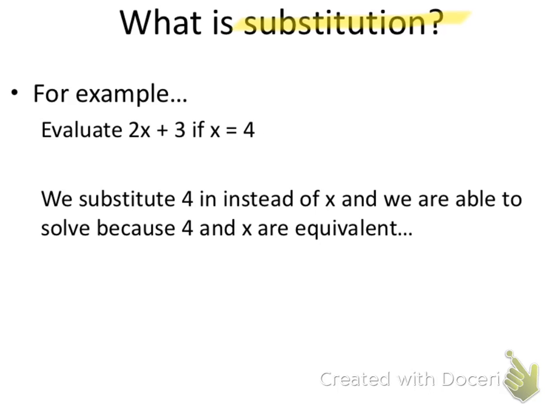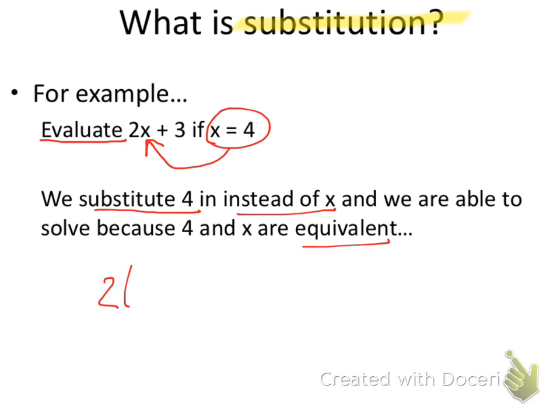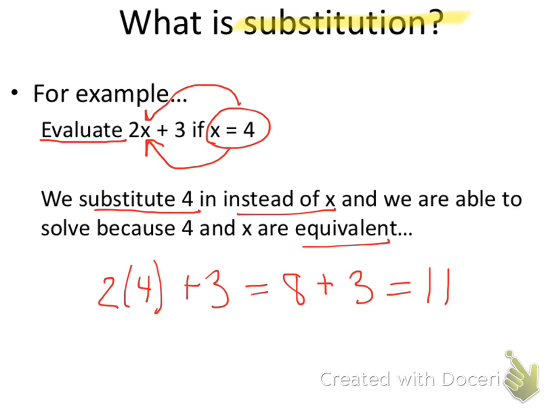So if I asked you to evaluate 2x plus 3 if x equals 4, we would substitute in 4 instead of x, and then we can solve because 4 and x are equivalent. So that'd be 2 times 4 plus 3, which is 8 plus 3, which is 11. So we just simply substituted in something that it was equivalent to so that we could solve it.